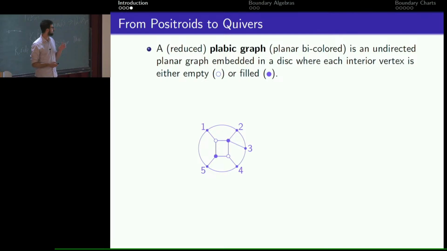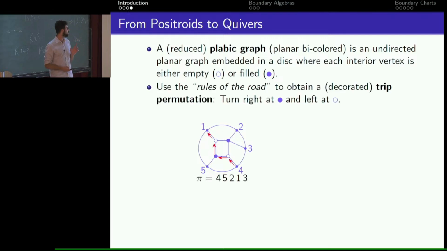Okay, and how do we get from a plabic graph to a positroid? Well, I'm thinking of my positroids as permutations, so the real question is how do I get from a plabic graph to a permutation? And the answer is what we call the rules of the road. So we're going to have a little sign at every dark vertex, which tells us to turn right, and a little sign at every empty vertex, which tells us to turn left.